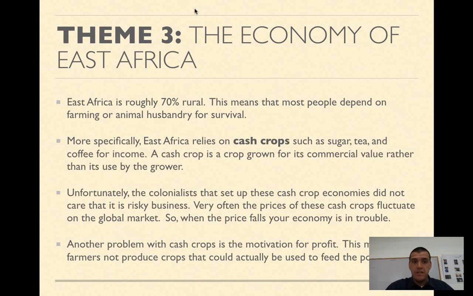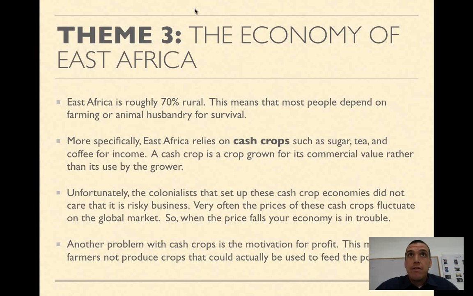So this is why you see a lot of these African countries here that are very poor, because their economies were set up on a cash crop basis. And that's another problem with cash crops, because the motivation behind it is for profit. So the farmers are not producing crops that can actually be used to feed the population. So why aren't they growing tomatoes? Why aren't they growing cucumbers? Why aren't they growing rice?